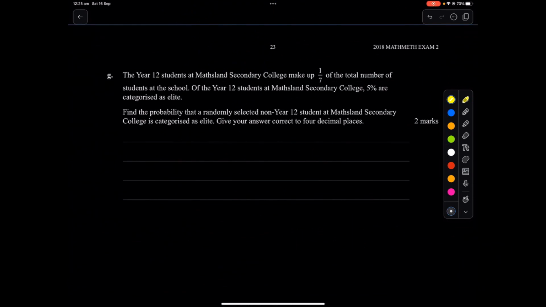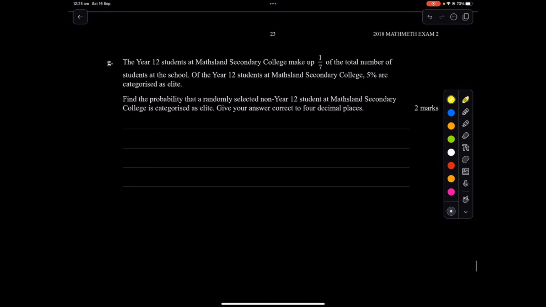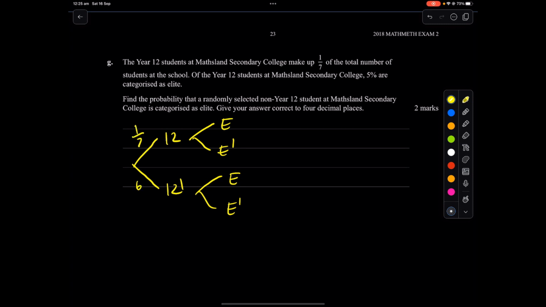The Year 12 students at Mathsline Secondary College make up 1/7 of the total number of students at school. Of the Year 12 students, 5% are categorized as elite. Find the probability that a randomly selected non-Year 12 student is categorized as elite. Well, let's just draw a tree diagram over here. Let's say Year 12 and non-Year 12, and they are elite, non-elite. We know that 1/7 are Year 12s, so the other ones will be 6 on 7.